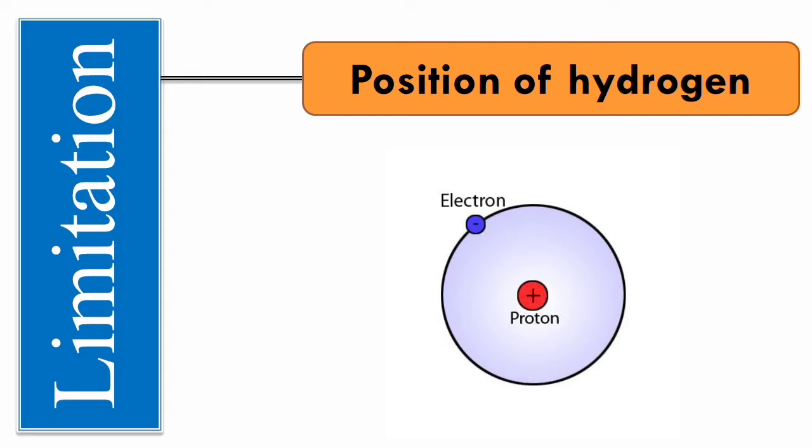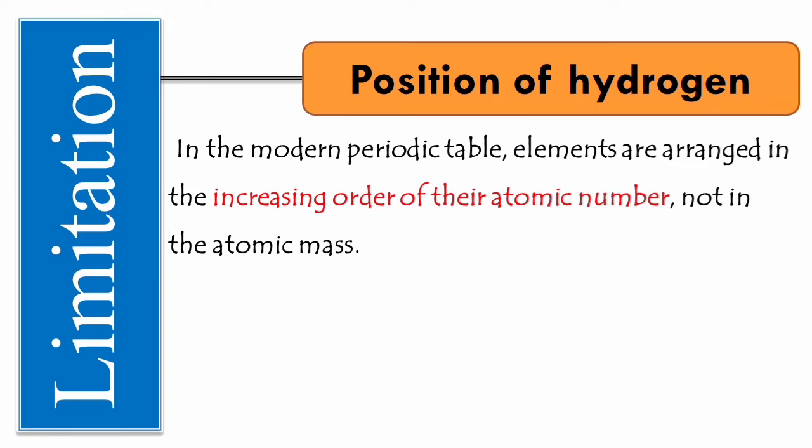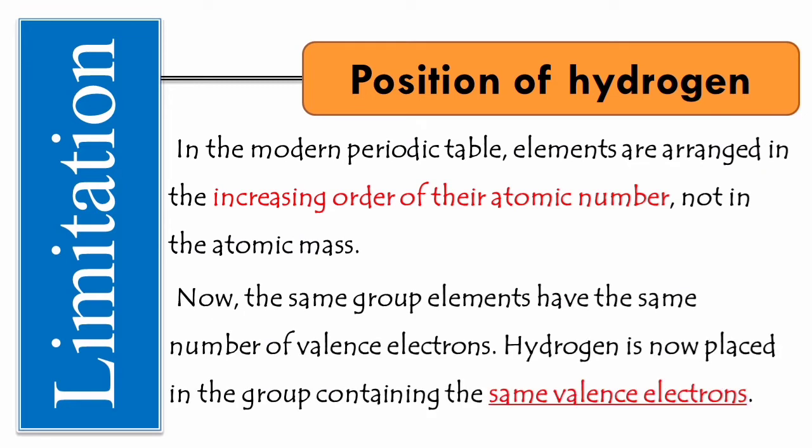Hydrogen is an element with one electron, so its atomic number is also 1. In the modern periodic table, elements are arranged in the increasing order of atomic number and not on the basis of atomic mass. So, the group elements will have same number of valence electrons, and hydrogen with 1 electron has valency 1. Hence, placing it with group 1 elements now became sensible.